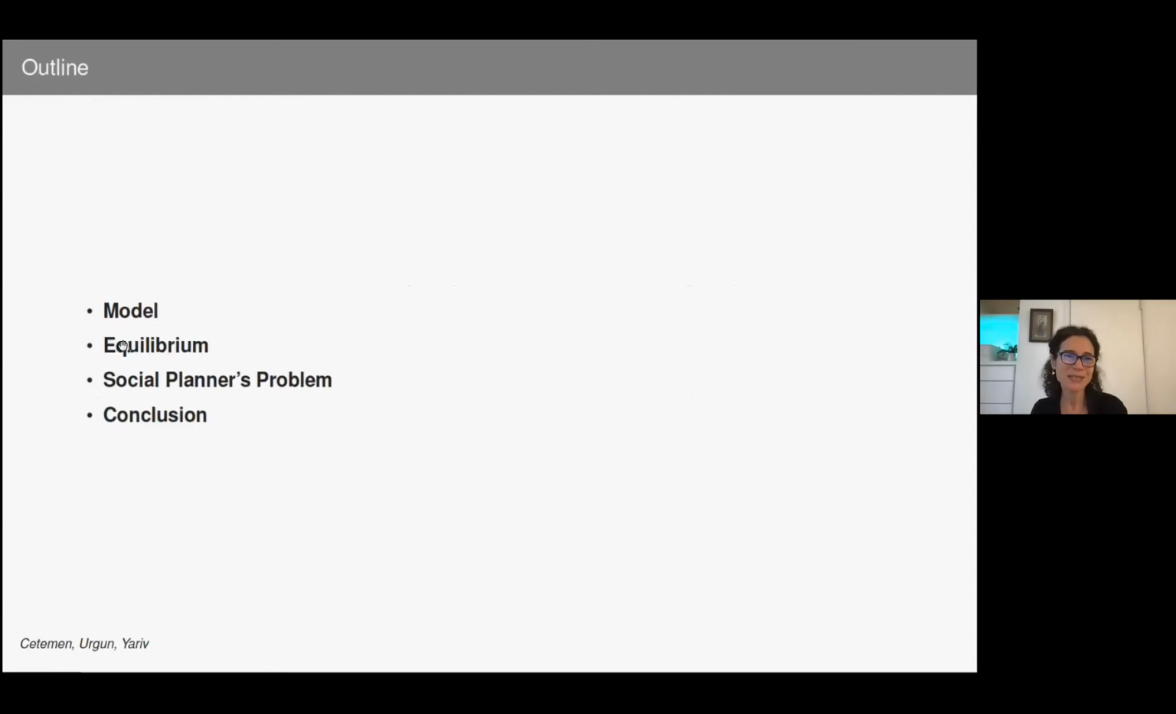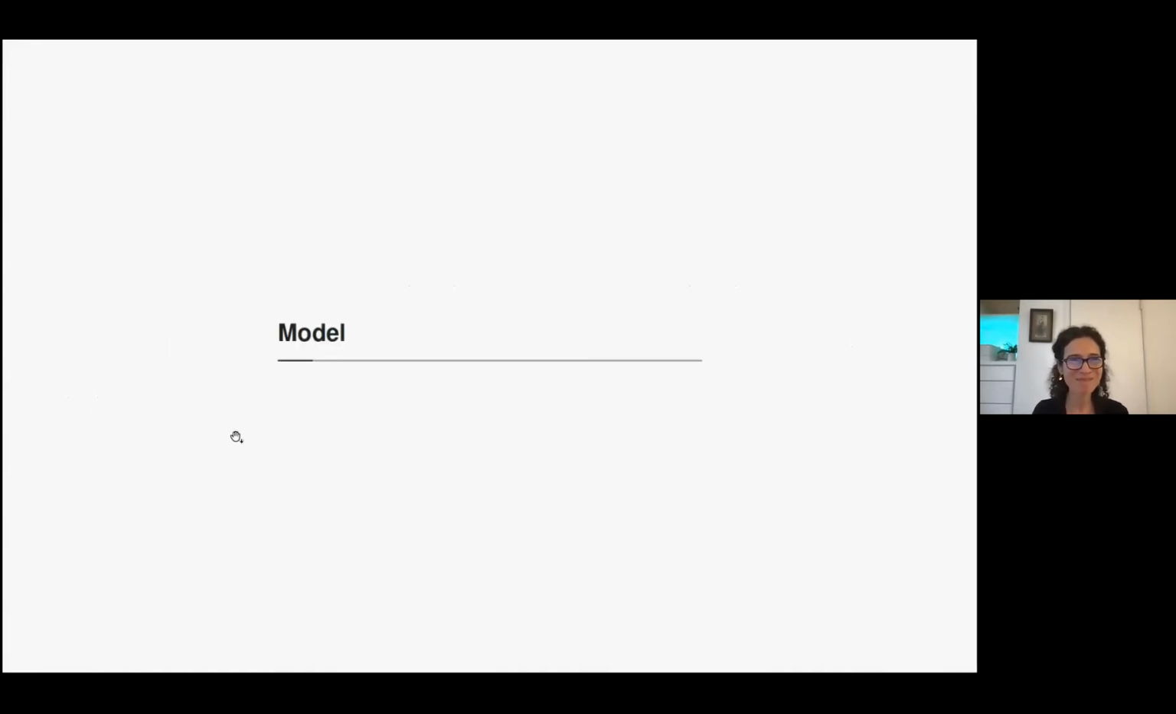All right, so here's what I'll do to you in the next 30 minutes or so. I'll start with the model. Then I hope to be able to describe to you fully the equilibrium. And if I have a couple of minutes, I'll tell you something about the social planner's problem, just so we understand where the inefficiencies emerge here in this collective setting, and then we'll be done.